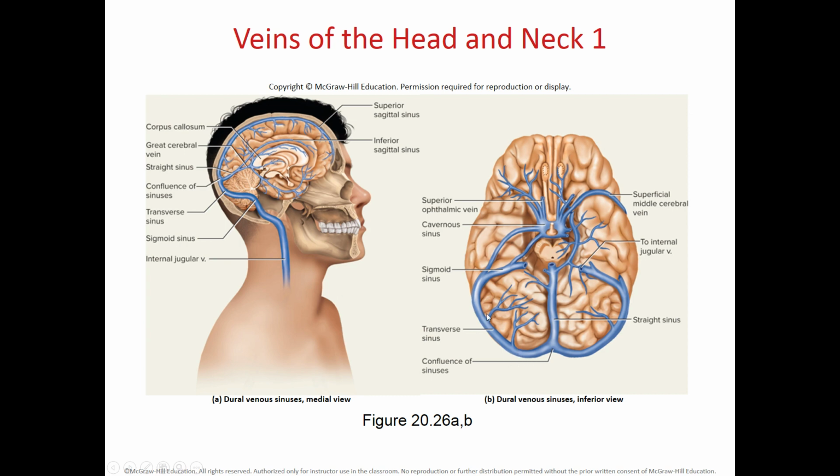And then here's the inferior view of the dural sinuses. So all of these sinuses, they confluent or they merge into this straight sinus, and then this straight sinus will drain into the transverse sinus and then into the sigmoid and then into the internal jugular vein.